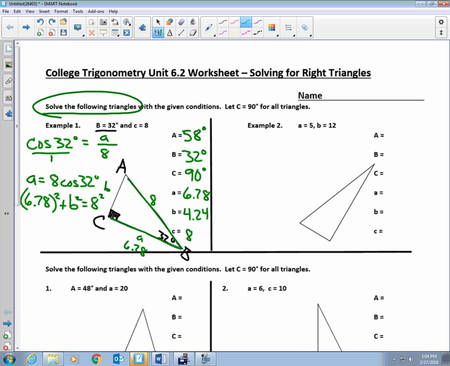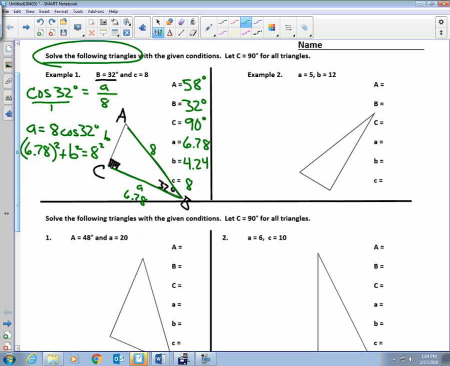We'll make it before the end of the hour. Example 2, what's different? There's no angle. I know angle C is 90 degrees. I know side A is 5. And I know side B is 12. But I don't know either of the angles.